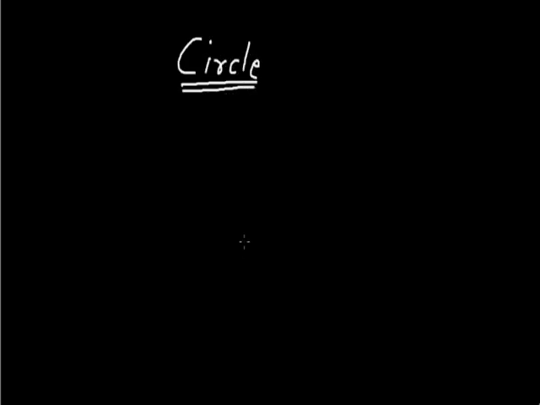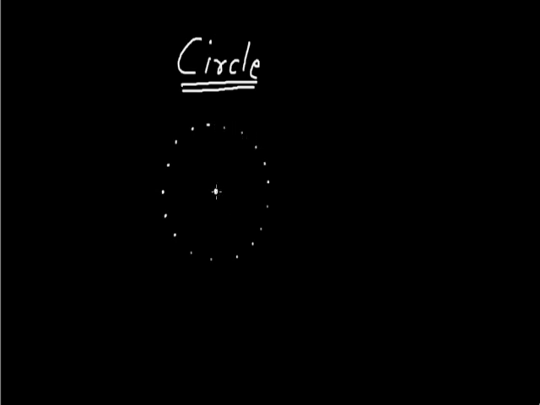First of all, we define the circle. How can we define a circle? Suppose there is a fixed point. Now, from this fixed point, I have to collect all the points which are at a constant distance from it. The collection of all such points forms the shape of a circle.